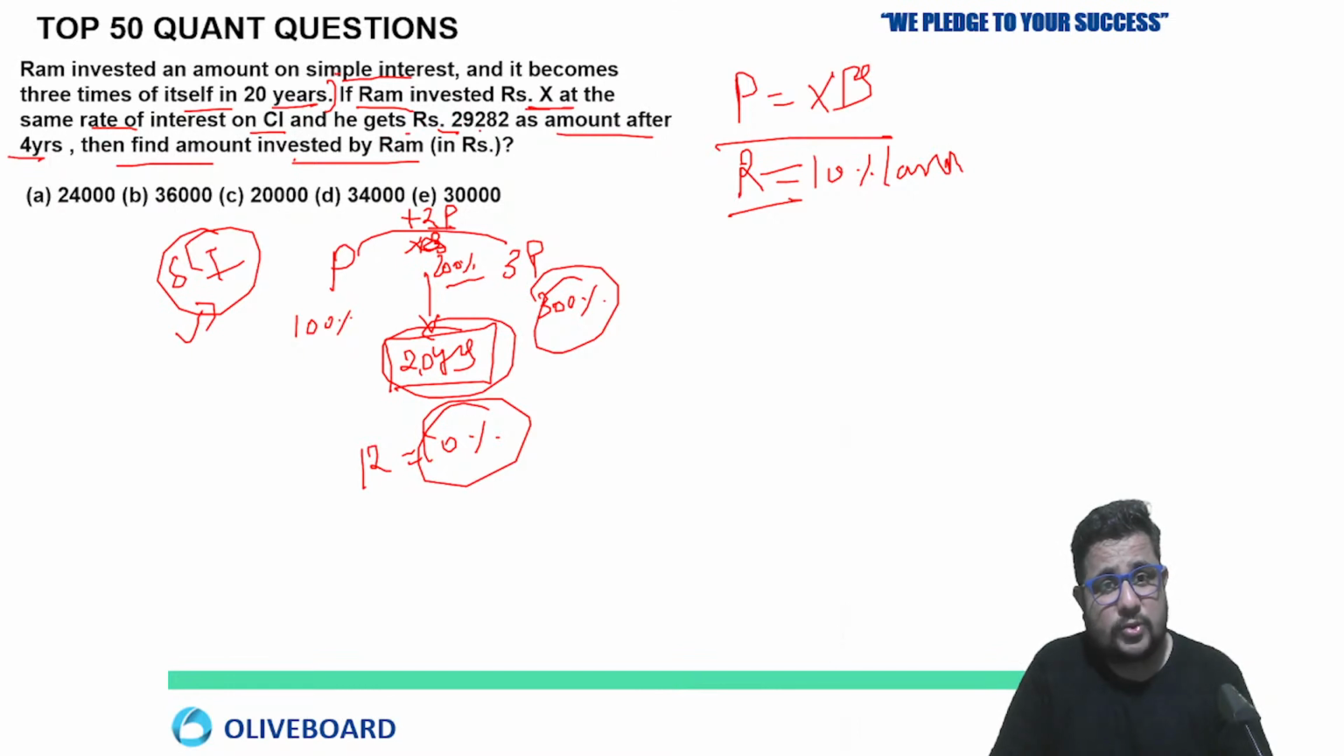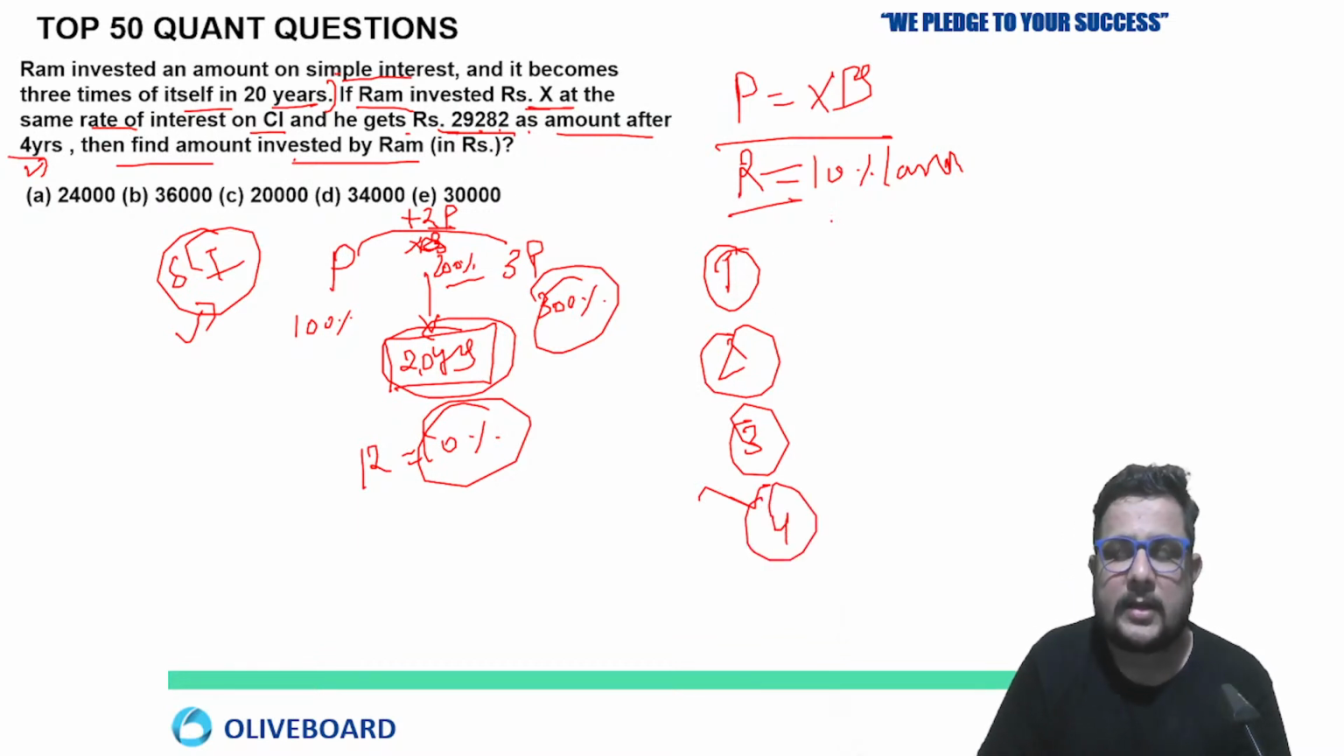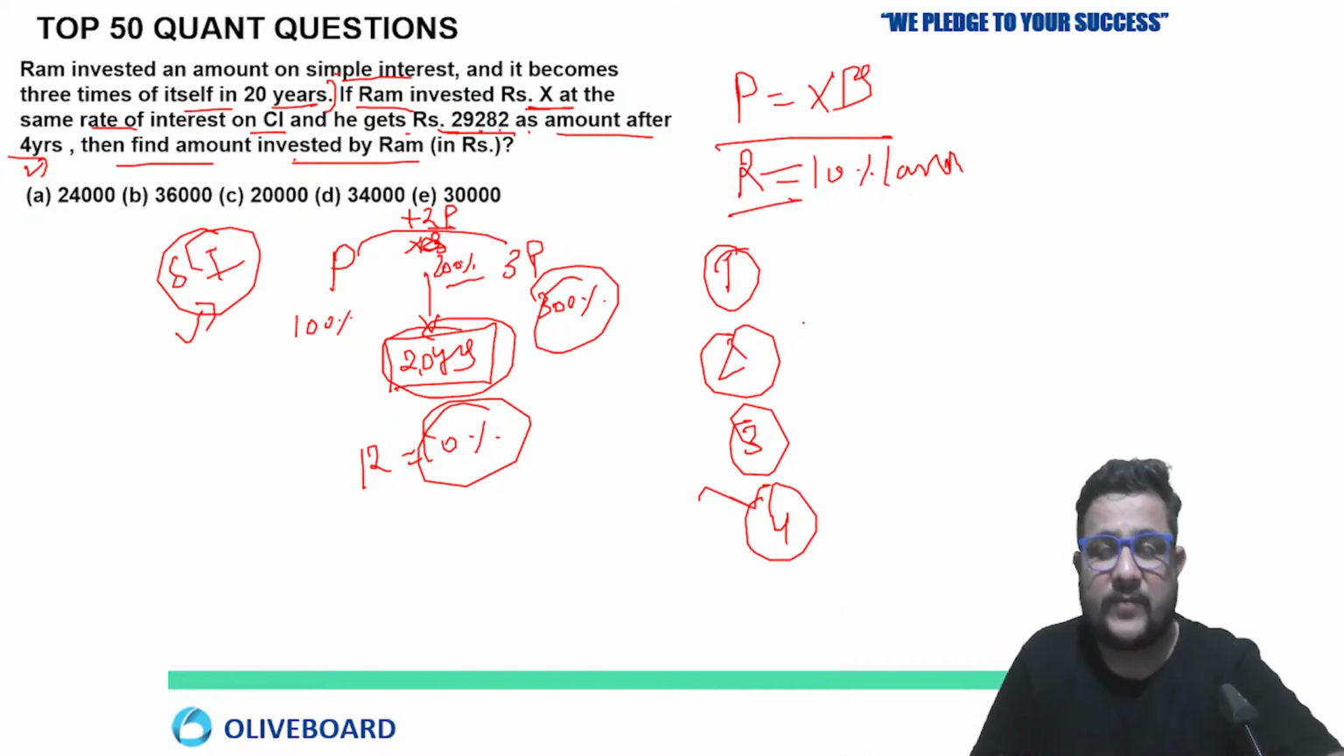He gets rupees 29282. How much? 29282 as the amount after 4 years. So 10% per annum, 4 years. I am just writing down the basics: 1st, 2nd, 3rd, 4th, 4 years are there. We will solve it by the ratio method, which is very easy.